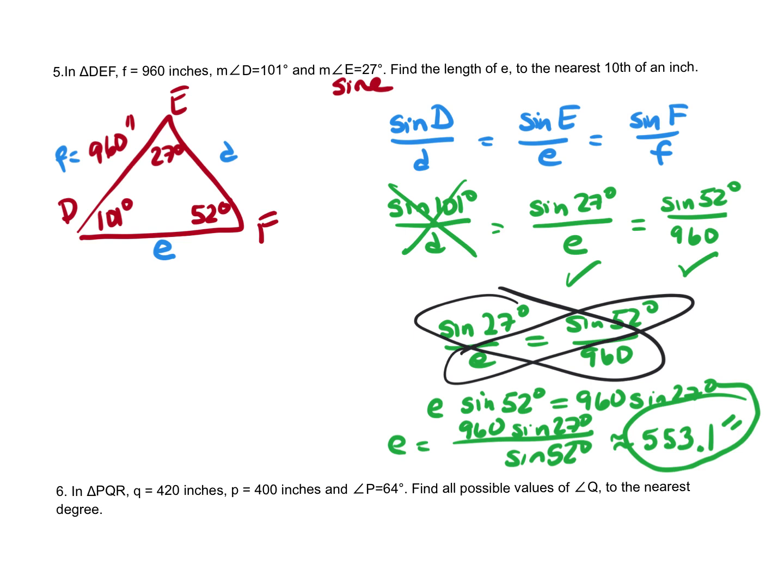If I felt like it, I could find side D. I'd just use a different ratio. And I found all the angles already, which is kind of easy because I was given two of them.